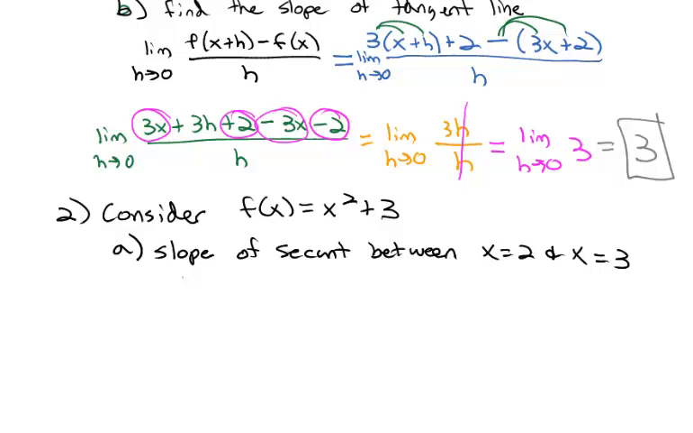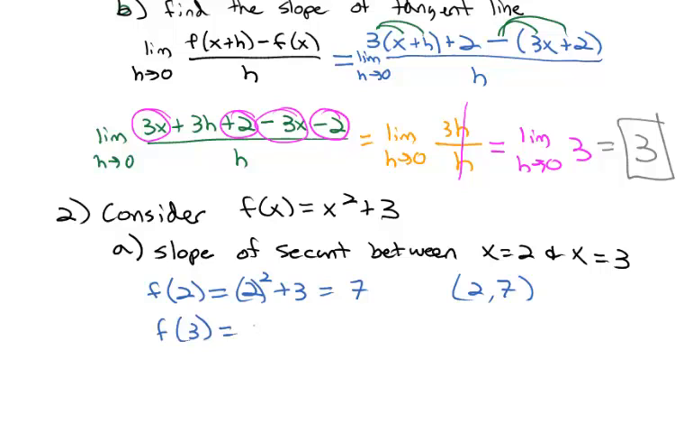So we need to find what the values are at 2 and 3. So we'll do f of 2 is 2 squared plus 3. That's 4 plus 3 or 7. That means when 2 goes into the function, 7 comes out. And f of 3, that's going to be 3 squared plus 3. It's going to be 9 plus 3 or 12. So when 3 goes into the function, 12 comes out.